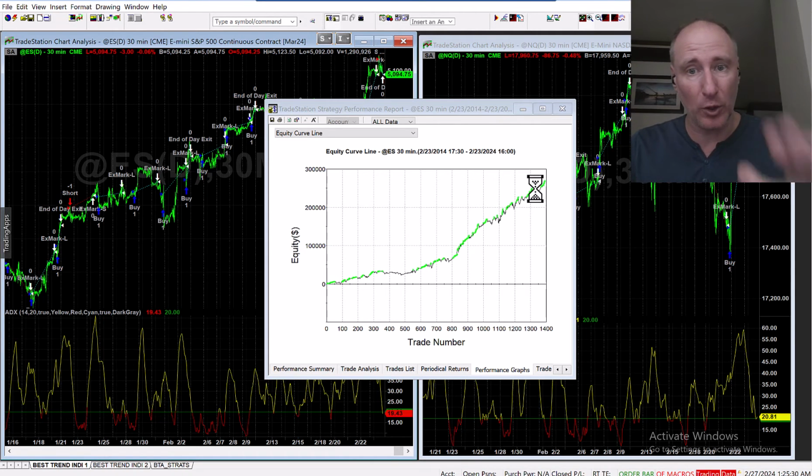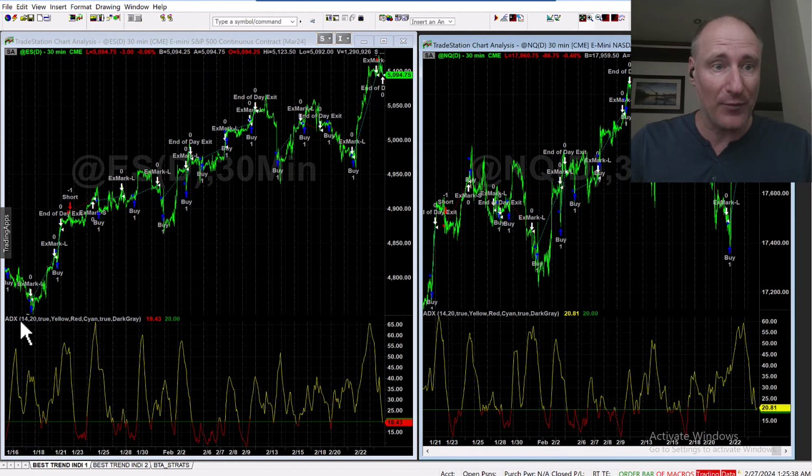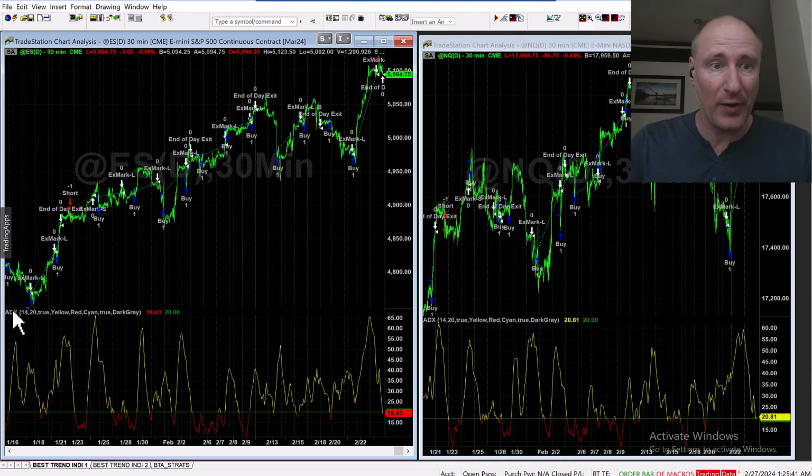I'm going to share the code with you in just a few minutes. But first, about the indicator. The indicator is ADX, which is Average Directional Index. It's a very, very popular indicator. It's been here for ages and it just works like magic.